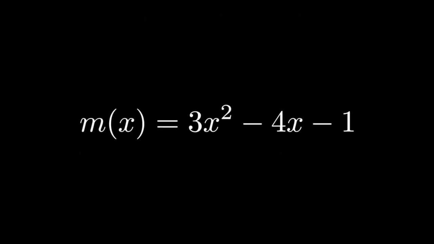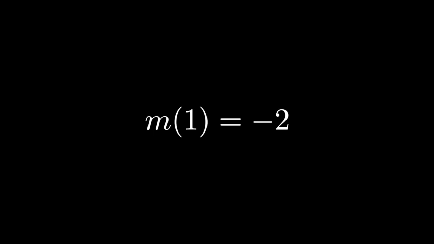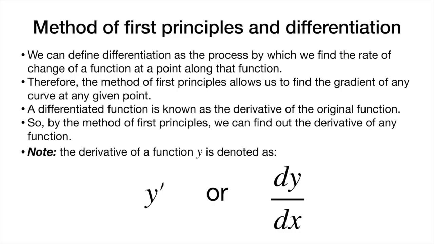After simplifying, we finally get a function m of x. And when we input x is equal to 1, we get the gradient to be minus 2 as well. We can use this function m of x to get the value of the gradient at any point. This method is known as the method of first principles.